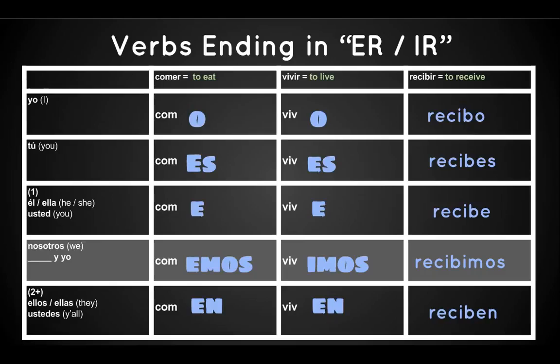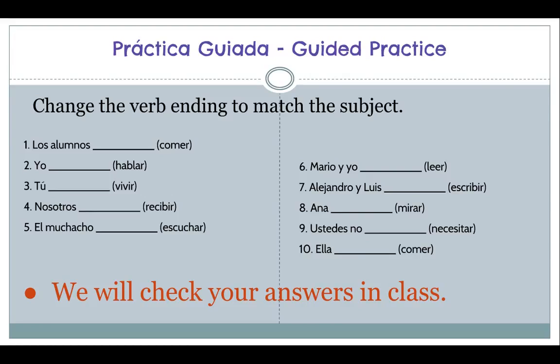After copying this chart, you can press play and there's a practice. This is the práctica guiada, the guided practice. We're going to make short sentences by changing the verb ending to match the subject. So, using your notes, see if you can conjugate the verb comer. Conjugate is just a fancy word for change the ending. Once you get the hang of it, you can go all the way to 10, and we will check your answers in class. If you need an example, we can do number 1 together.